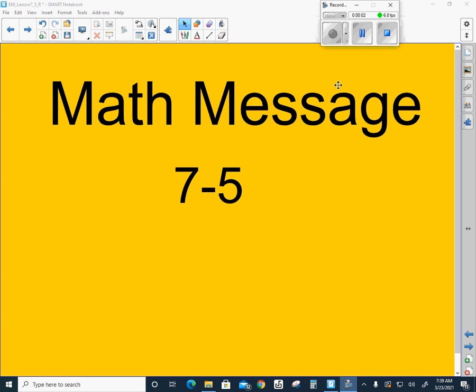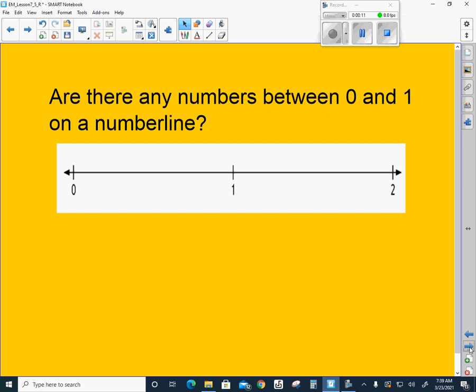All right, boys and girls, this is Math Message 7-5. And before I tell you what we're doing in this math message, I want to pose a little question to you. On this number line, or on any number line, are there any numbers between 0 and 1?